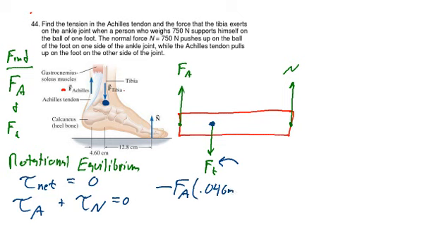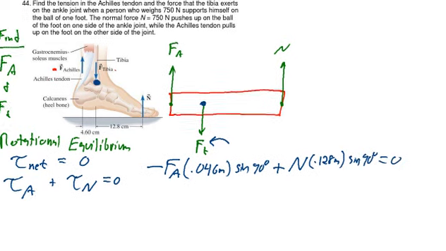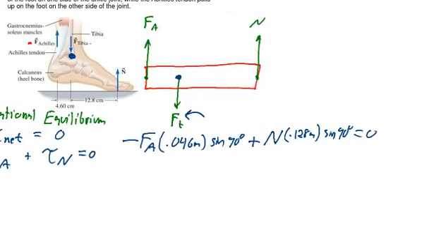0.046 meters, times the sine of 90 degrees. And then the normal force, which is on the other side of the fulcrum, the force is N, symbol, it has a value of 750 newtons, times the distance, 0.128 meters, times the sine of 90 degrees, and all that equals 0. So we can simply solve this expression for F sub A.